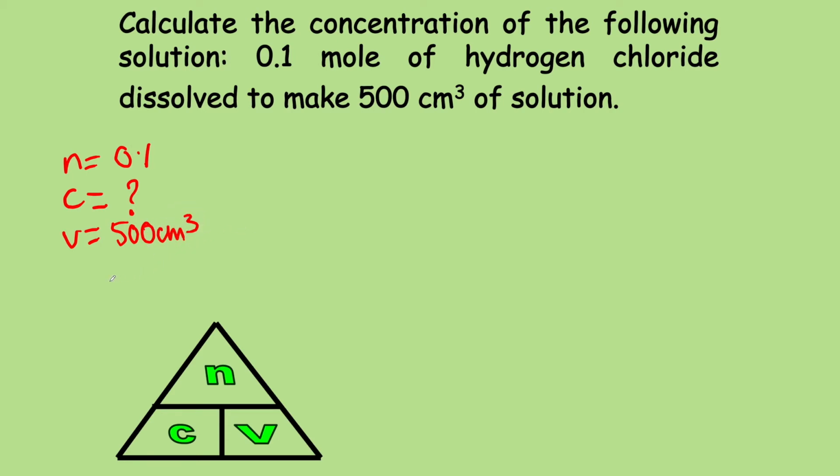Now, before we go any further, remember, what do we measure our volume in? It's not centimeters cubed for us, it's litres. So you need to convert that into litres before you do anything else. And you do that by dividing that 500 by 1000, which should give you 0.5.